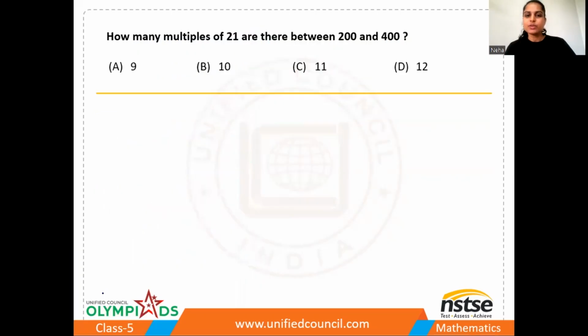Alright, let's move to the next one. So here's the next question. How many multiples of 21 are there between 200 and 400? Okay, so between 200 and 400, how many multiples of 21?